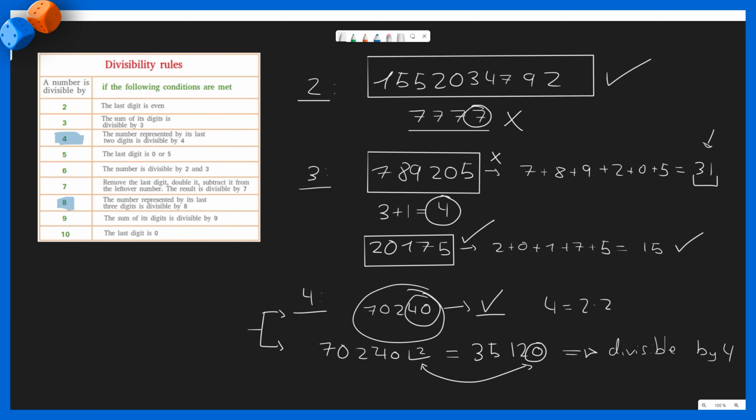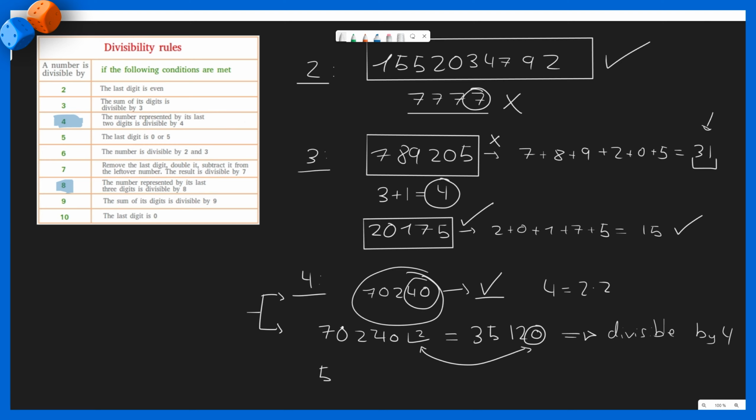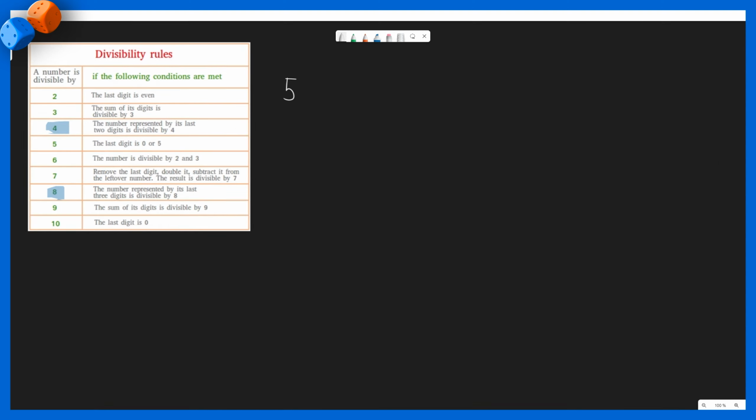You can use whatever you want, the easiest way, the quickest way, or if you could, a calculator. Nevertheless, 5,431 is not divisible by 4, because 31 is not divisible by 4. Let's go with number 5.